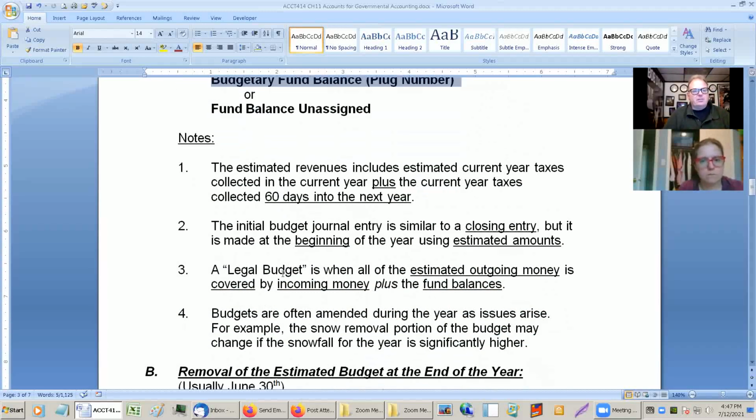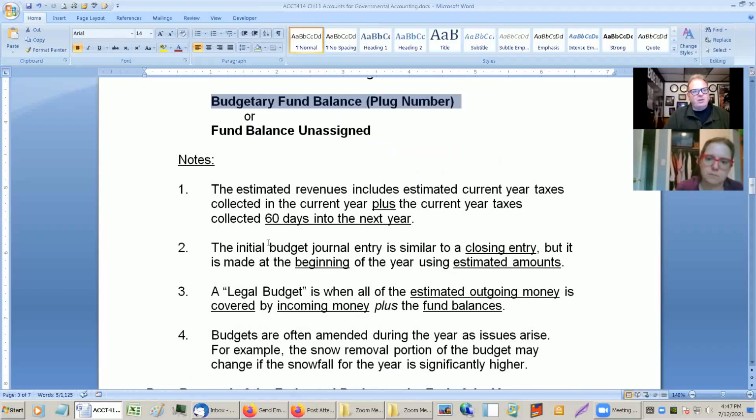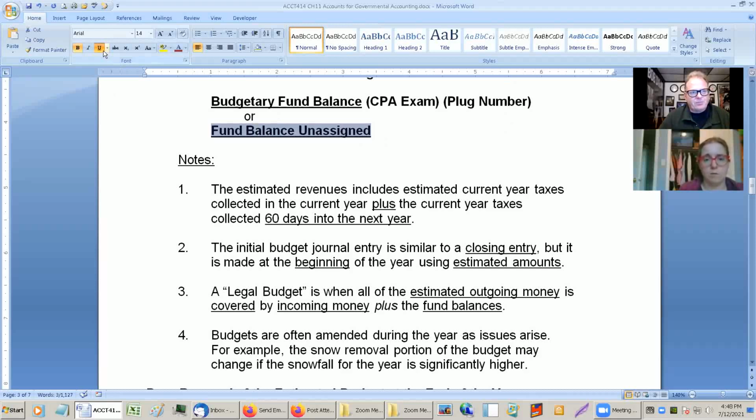A few notes on it. Oh, by the way, for the CPA exam, use this budgetary fund balance. The reason that's a little bit odd is because according to the GASB rules, they should be using this. In the GASB rules, they don't show this as an actual thing.